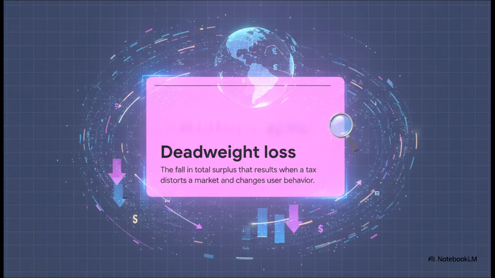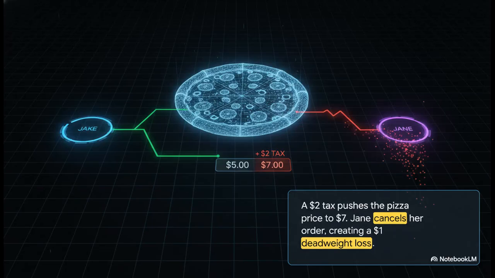Why does that happen? Well, it's because one of the most fundamental principles of economics is that people respond to incentives. When taxes alter those incentives, human users change their behavior. They consume less, they produce less, and the whole market shrinks. That lost value, that's your deadweight loss. Let's run a quick practical simulation to see how this builds up.